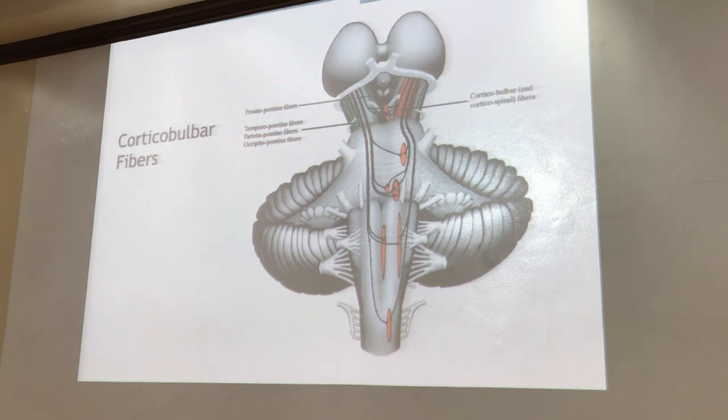Ito naman yung illustration of corticobulbar fibers. Now, all of these, di ba, will be originally coming from the pyramidal tract. Okay? But when they end up in the brainstem, they will cross to the other side and innervate and end up in the different nuclei. Okay? So this would be your corticobulbar fibers.